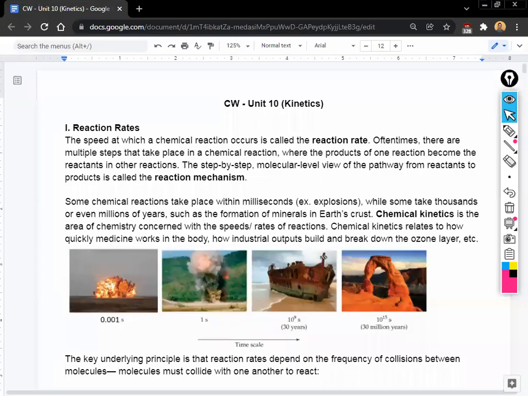So we're going to be continuing our study on kinetics. Just to review, we talked about how it takes time for a reaction to happen, right? And that's called the reaction rate. And then the step-by-step process is called the reaction mechanism. And the study of that is called kinetics. Just review from last time.